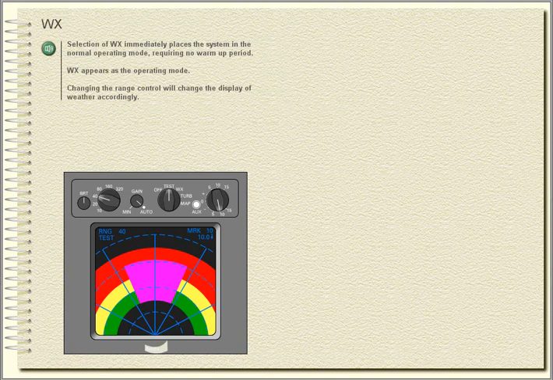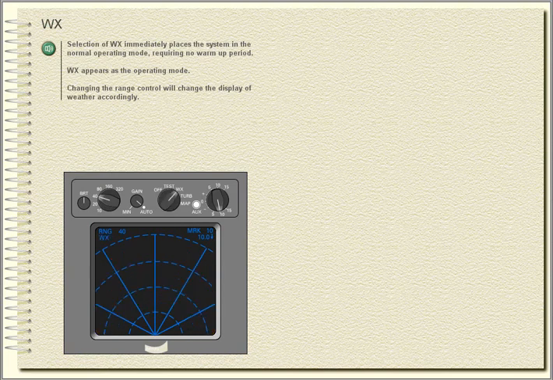Magenta indicates the presence of turbulence associated with precipitation. Weather. Selection of weather immediately places the system in the normal operating mode, requiring no warm-up period. WX appears as the operating mode. Changing the range control will change the display of weather accordingly.